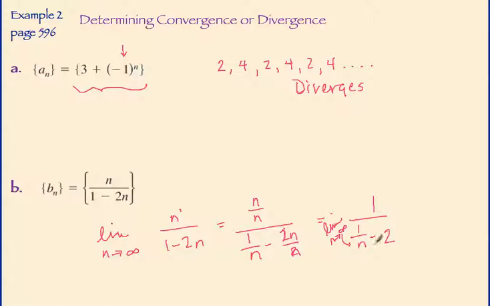Notice we've kind of solved our problem because 1 over n here gives us 1 over infinity, which is 0. This becomes 1 over 0 minus 2, which is negative 1/2. This sequence has a limit of negative 1/2. Therefore, it converges to negative 1/2.